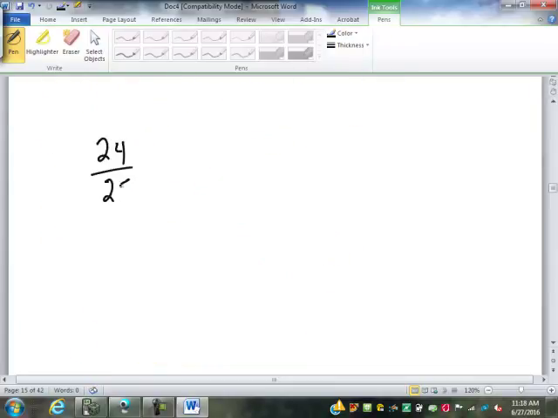24 over 25 times 35 over 36. We could go ahead and multiply that out and get 840 over 900. And then reduce it. That'd be a lot of reducing. Working with big numbers. I'm going to write that over here.